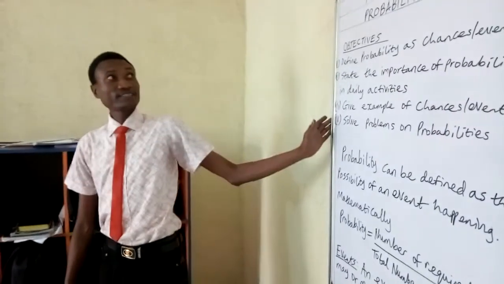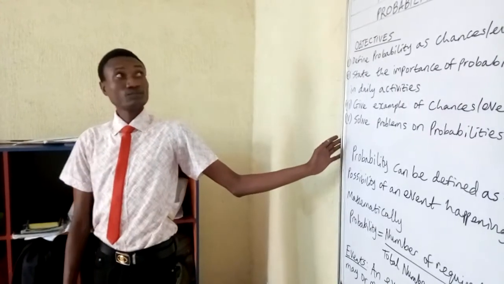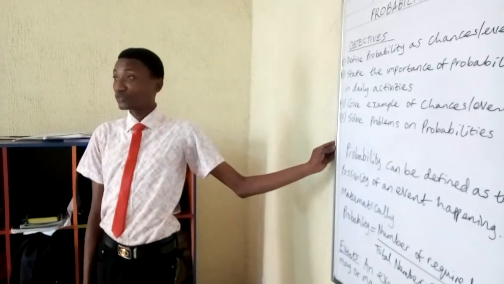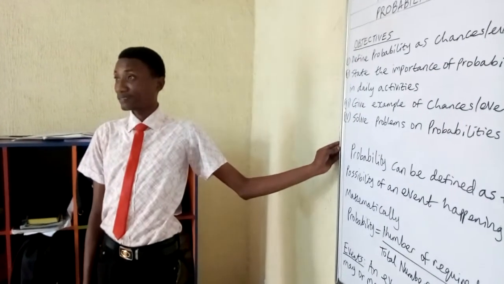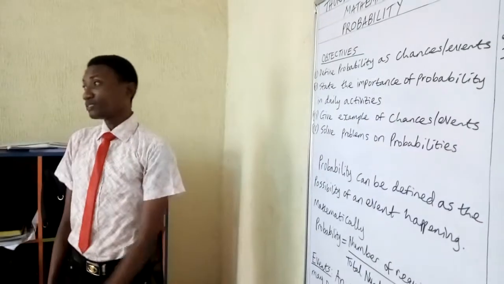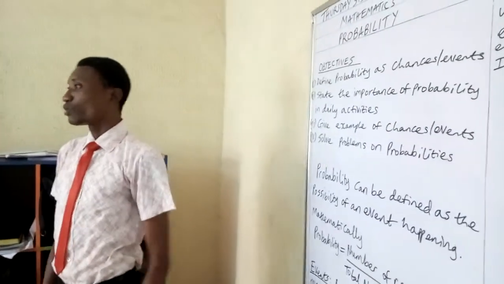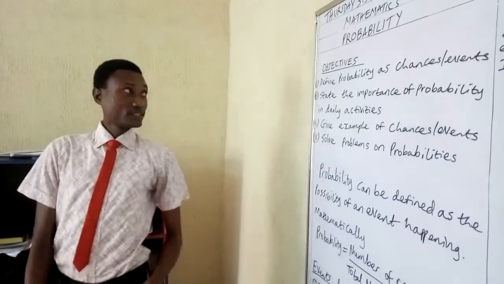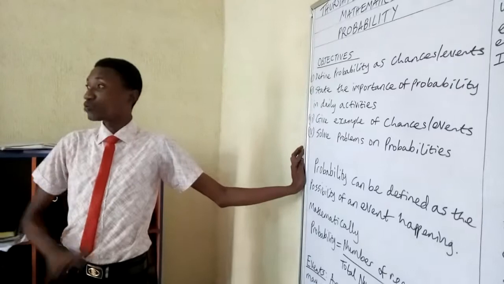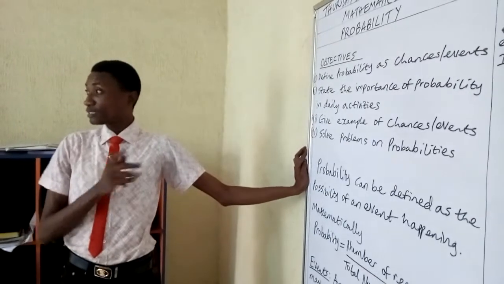Today is 31st May 2018. Today is Thursday. Welcome to my practice class. Our topic for today is probability. Our topic for today is what? Probability. Now, we have these following objectives that we want to cover during this class.